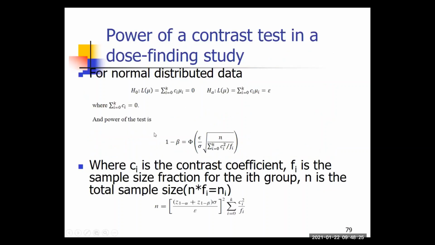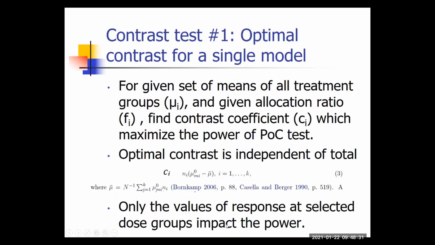So you can use the contrast test to calculate your sample size. That's how you calculate sample size. For a given set of means of all treatment groups mu_i and given allocation ratio fraction, find contrast coefficients which maximize the power of the POC test. So you can do the optimal contrast independent of the total sample size. All right. So only the values of response at those selected groups would impact the power.